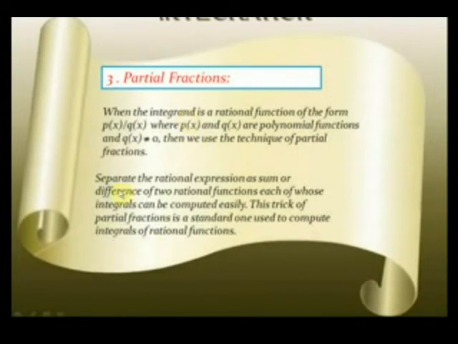And what we do is we separate the rational expression as the sum or difference of two rational functions, each of whose integrals can be computed easily. So we can say that we separate or break the rational expression as a sum or difference of two or more rational functions, each of whose integrals can be computed easily. We split a rational expression into parts such that the integral of each and every part is easy to calculate. Now this trick of partial fractions is a standard one used to compute the integrals of rational functions.